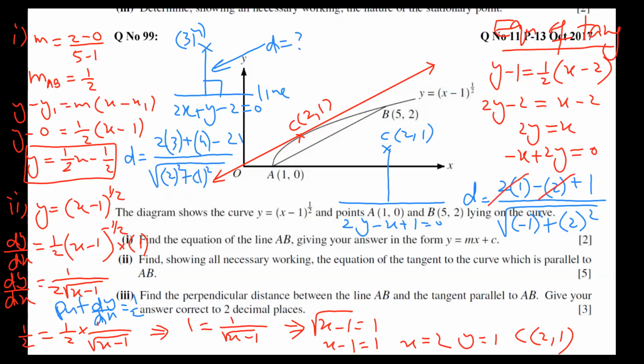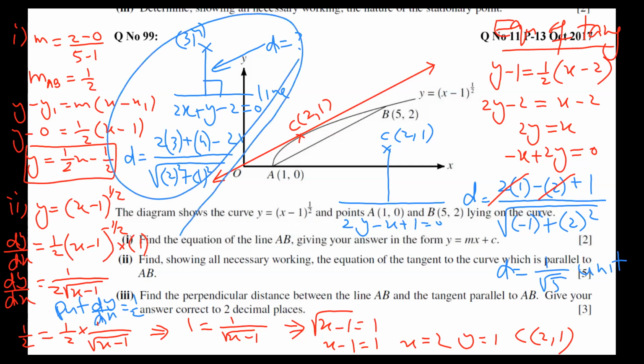Let me finalize the answer. So D equals 1 in the numerator. 2 squared is 4, plus 1, is 5, so root 5. This is my answer for the whole concept. So the distance between the point C and the line AB is 1 over root 5. How root 5? 2 squared and 1 squared, so 4 plus 1 is 5. And this is my final answer. I hope you got this point very well. This is just an example to understand, and the concept is totally clear.